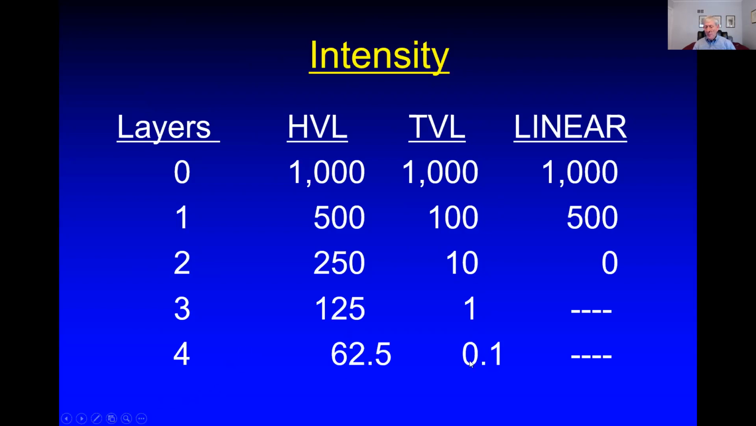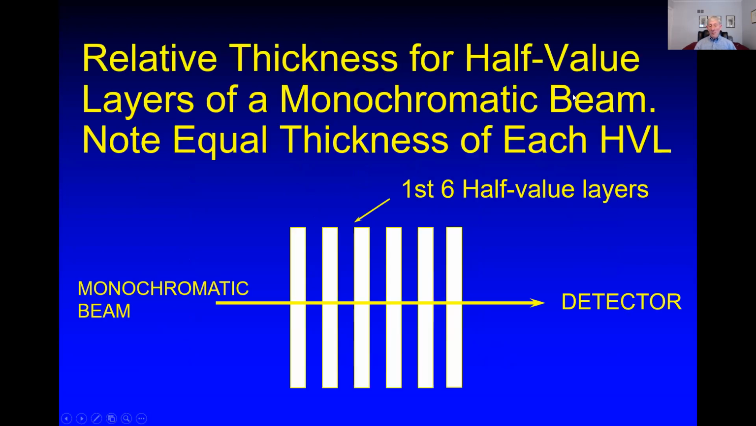So how many times more effective is a TVL than an HVL? This reduces it to 62.5. This reduces it all the way to 0.1. So it's going to be 62.5 divided by 0.1. It's going to be 625 times as effective. If I started with 1,000, this went down to 62.5, and this went down to 0.1. This is 1/625 of this.